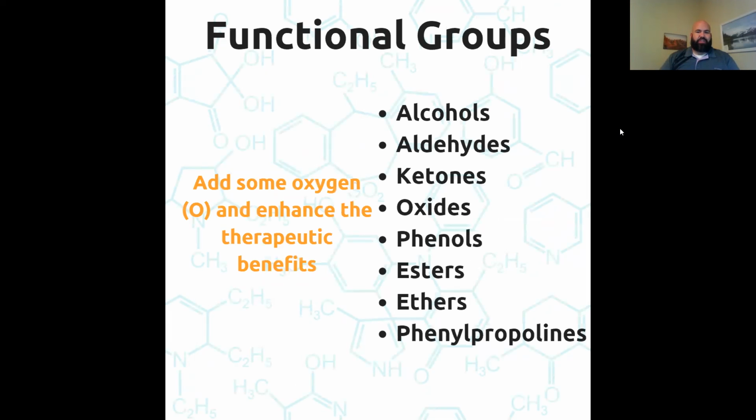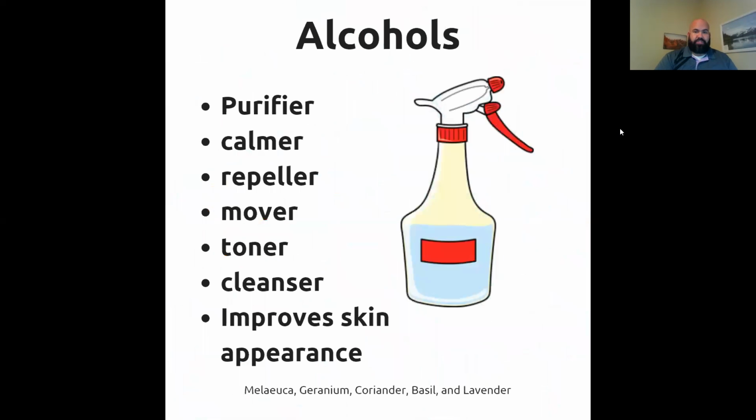But now we have to talk a little bit about the functional groups and what makes them go from that. If you've got the 10 carbons and the hydrogen in there, when you start to add things like oxygen, this is going to help increase the benefits of the essential oil. These are the functional groups. You're going to hear a lot about alcohols, aldehydes, ketones, oxides, phenols, esters, ethers, and phenylpropenes. We're going to talk about a few of those.